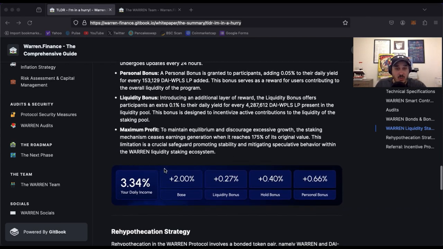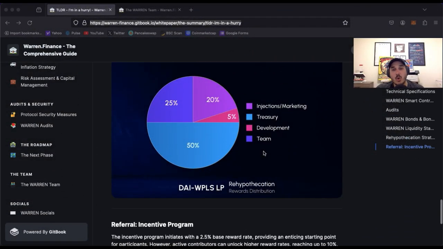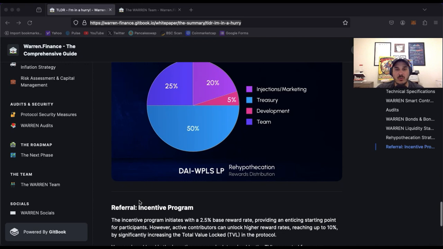Then you're going to have the UI right here. Again, very clean cut, very nice. This is what it's going to look like where you see everything going on. Lastly, we're going to go over rewards distribution and touch on the referral program.